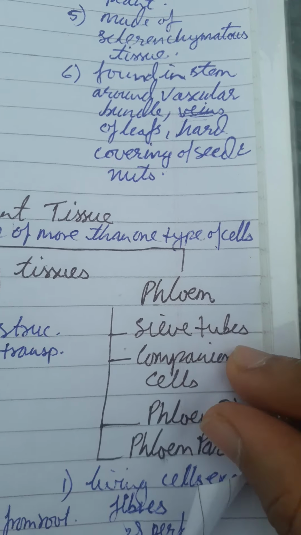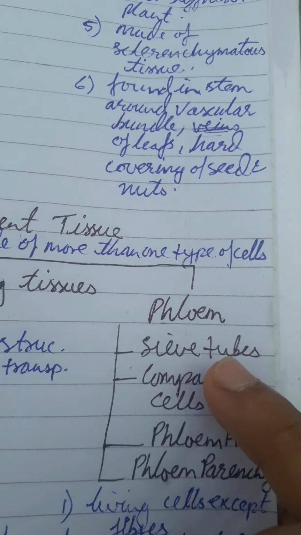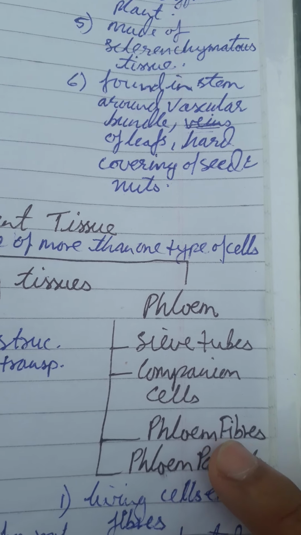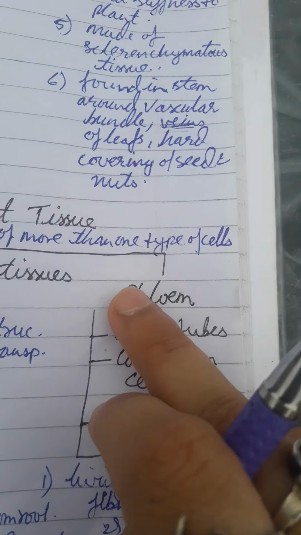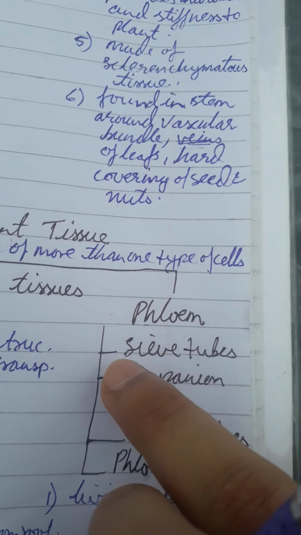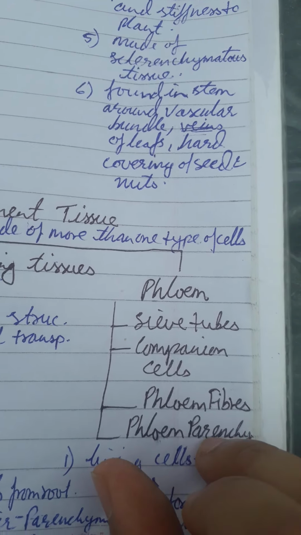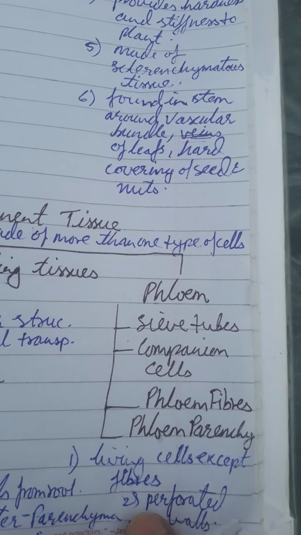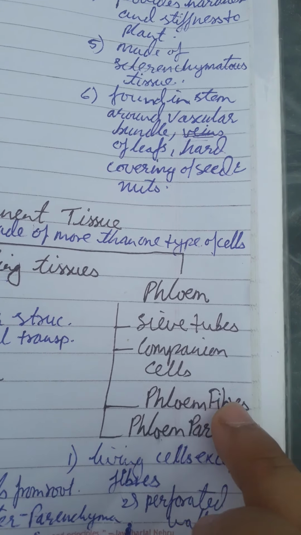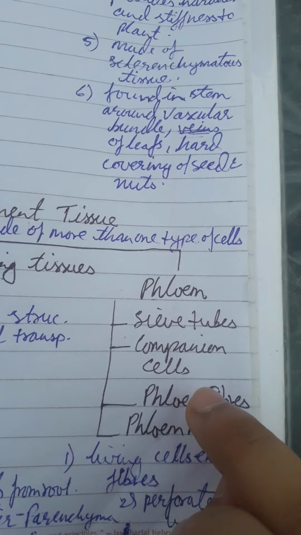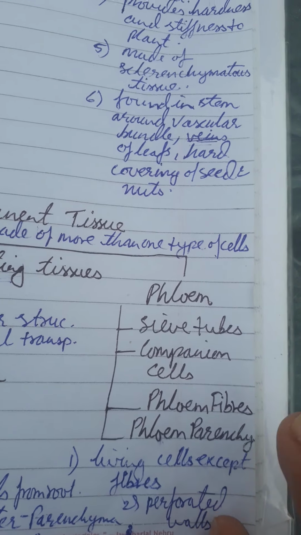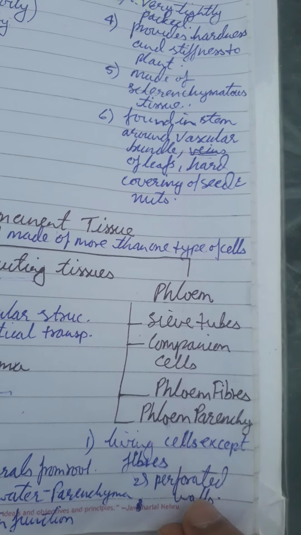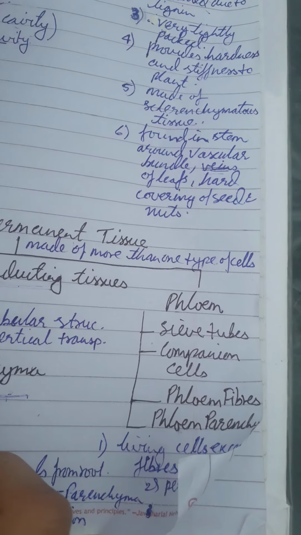Now the phloem. The phloem is further divided into the sieve tubes, companion cells, phloem fiber and phloem parenchyma. They help in the conduction of food all over the plant. The phloem cells are living except the phloem fibers. All these cells are living except the phloem fibers. These are dead cells. That is an exception. These are elongated and have a perforated cell wall.